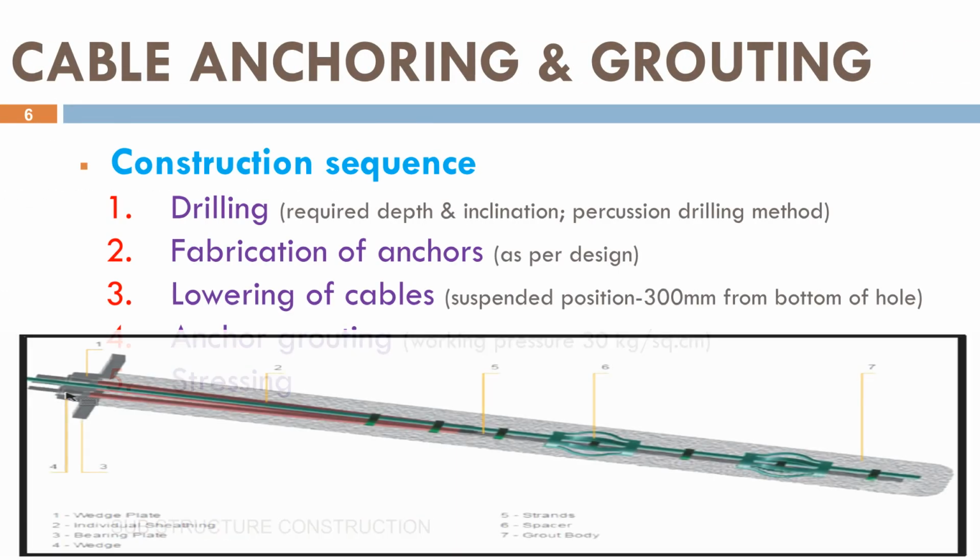The process begins by drilling a hole to the required depth and inclination, usually using a percussion drilling machine. The steel tendons are then fabricated according to the design specifications and carefully lowered into the drilled hole, keeping them about 300 millimeters above the bottom. Next, cement grout is injected under a pressure of approximately 30 kilograms per square centimeter to fill the entire hole. After the grout has gained sufficient strength through curing, hydraulic jacks are used to tension or stress the cable. Finally, the anchor is locked in place to provide long-term support to the structure.